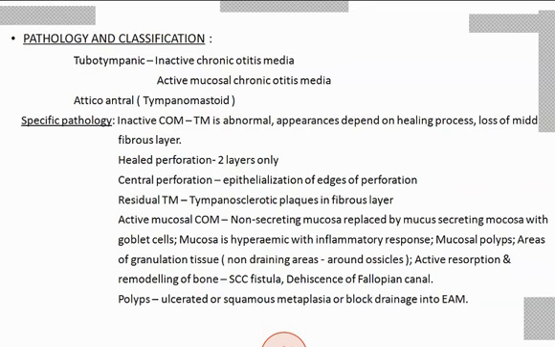And areas of granulation tissue may appear in the middle ear cavity, especially in the non-draining areas, that is around the ossicles. And these may cause active resorption and remodeling of the bone. This may result in absorption of the ossicles or result in a semicircular canal fistula, especially the lateral semicircular canal fistula. Sometimes these may erode the fallopian canal, resulting in its dehiscence and facial paralysis. And polyps may also get ulcerated. Even if this does not occur, these will block the drainage of secretions into the external ear, so that they may cause persistence of the infection.